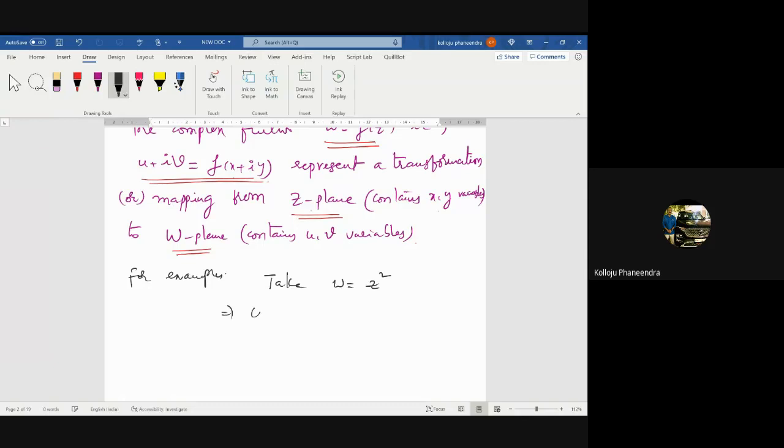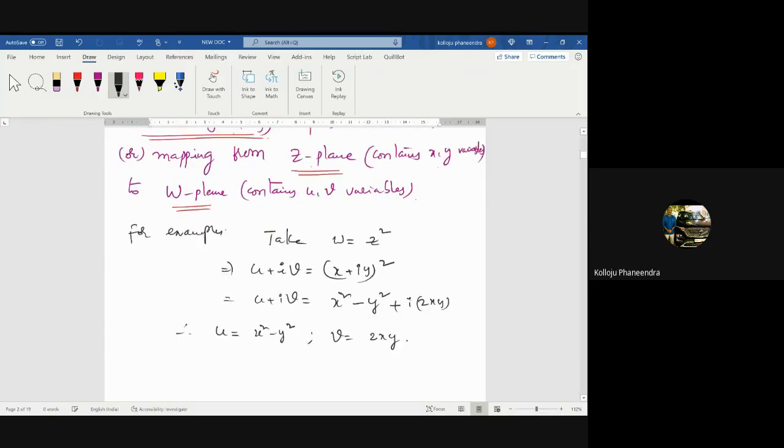That means u plus iv, and z means x plus iy, whole square. That is u plus iv equal to x square plus i square y square, which becomes minus y square plus i into 2xy. Therefore, the u value is x square minus y square, and the v value is 2xy.